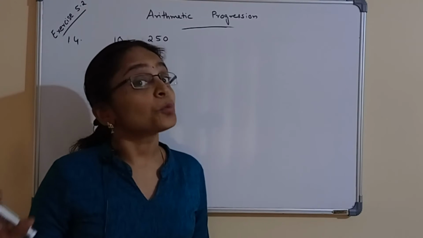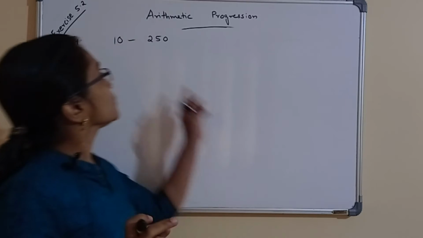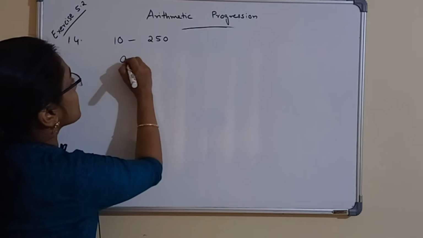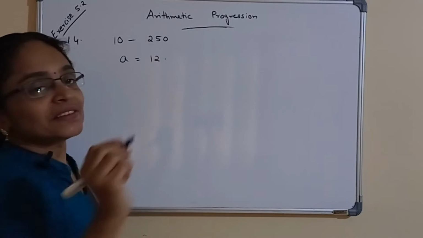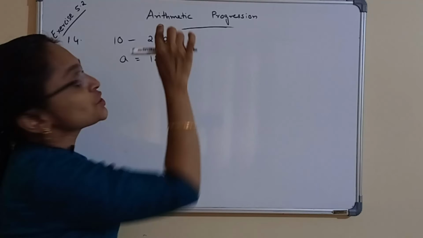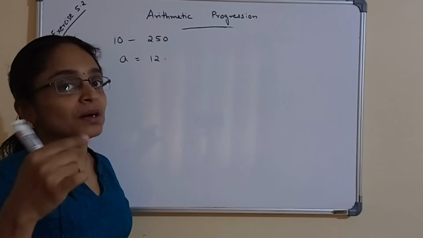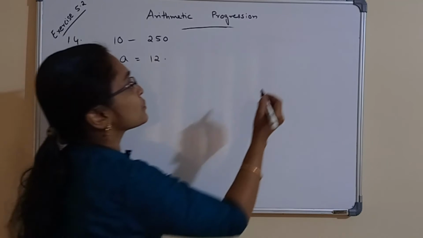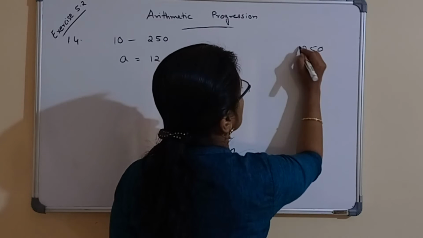Next one: how many multiples of 4 lie between 10 and 250? Multiples of 4. So what is the first number? It is 12. 12 is a multiple of 4. And then 250 - the last number should be less than 250. The number which is divisible by 4 near to 250 but less than 250. So we can divide this by 4 and see.